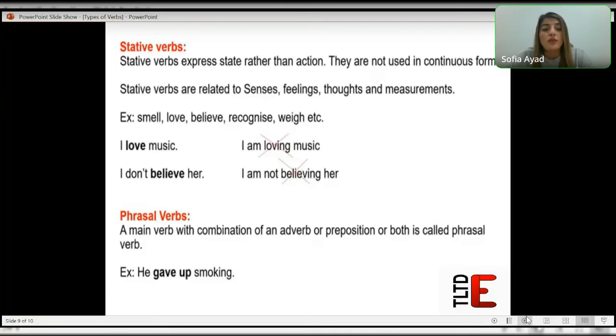Phrasal verbs: a main verb in combination with an adverb or preposition or both is called a phrasal verb. Example of a phrasal verb: he gave up smoking. So it's a combination. Here, gave up is a combination.